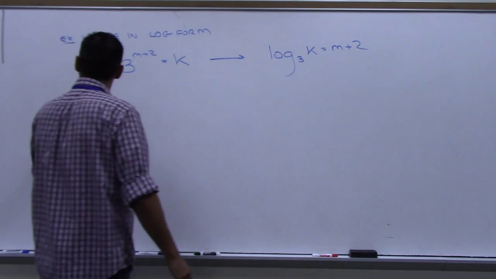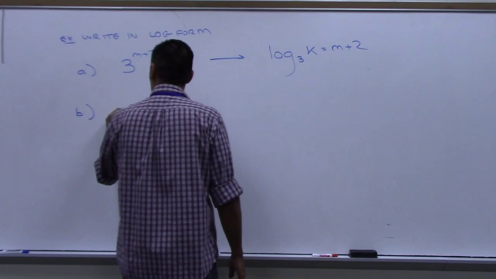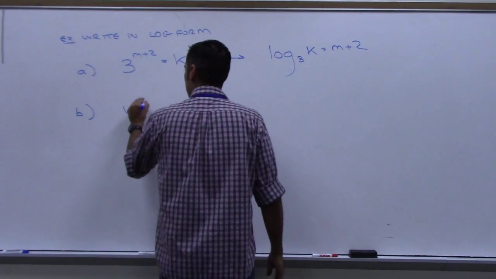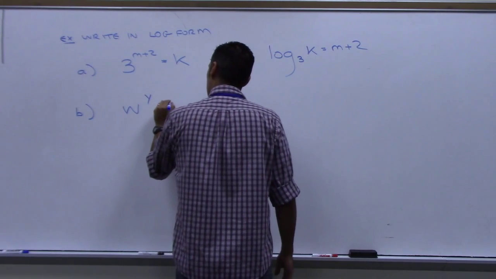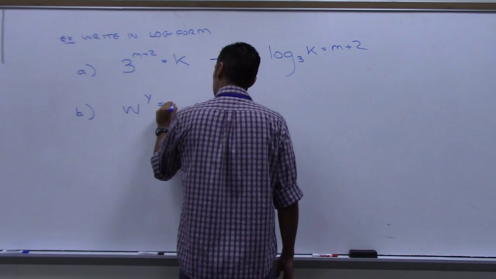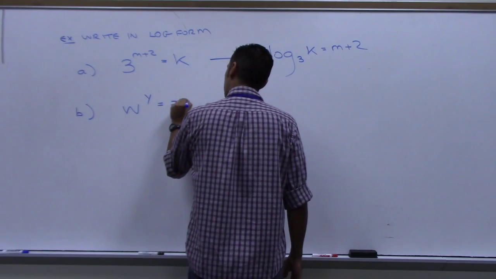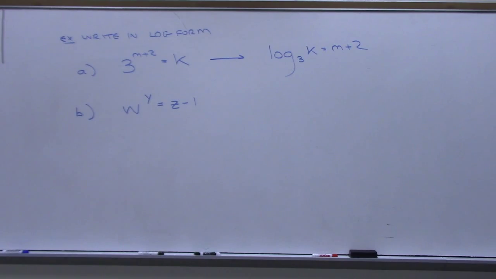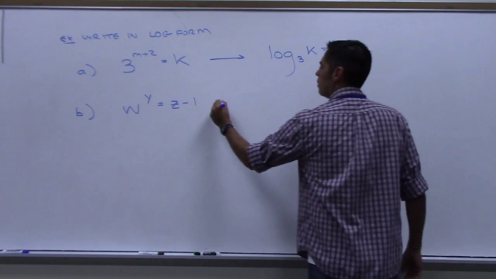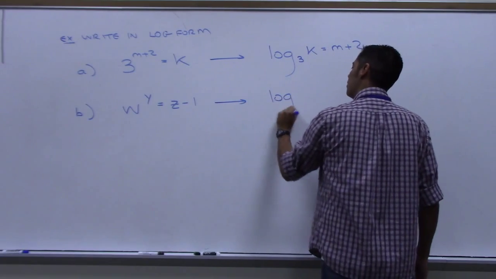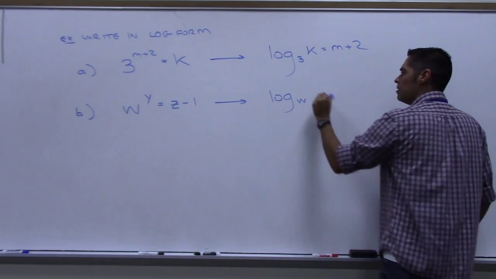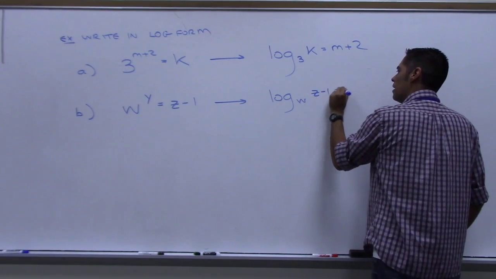Okay, how about this one? How about w to the y equals z minus 1. So write that in log form. So log base, what? W. What goes in the log? Z minus 1. And then equals y.